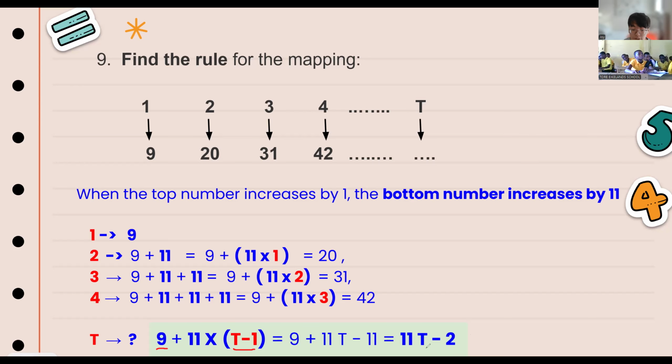And you can make this even more simple by multiplying out. So you can write this as 9 plus 11t minus 11, or 11t minus 2. Yeah, I will wait some time for you to maybe write down. And if you have any questions, feel free to let me know.